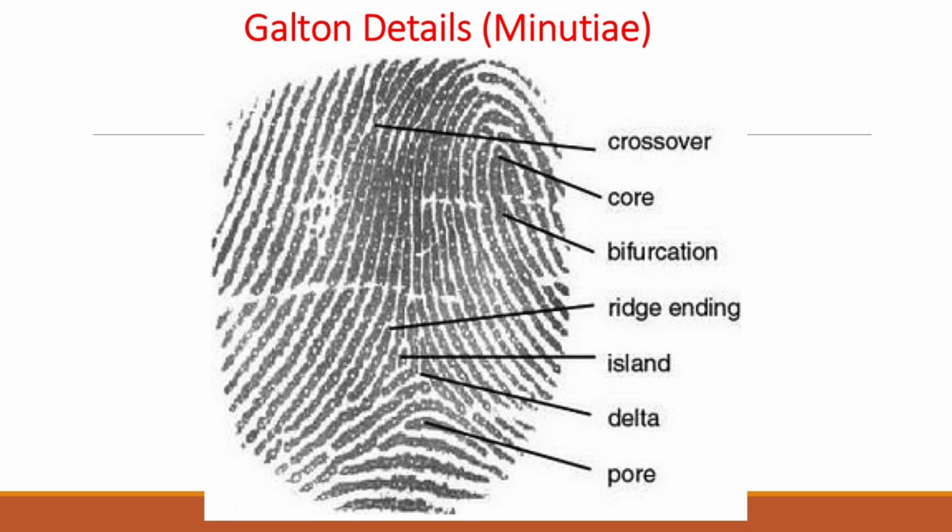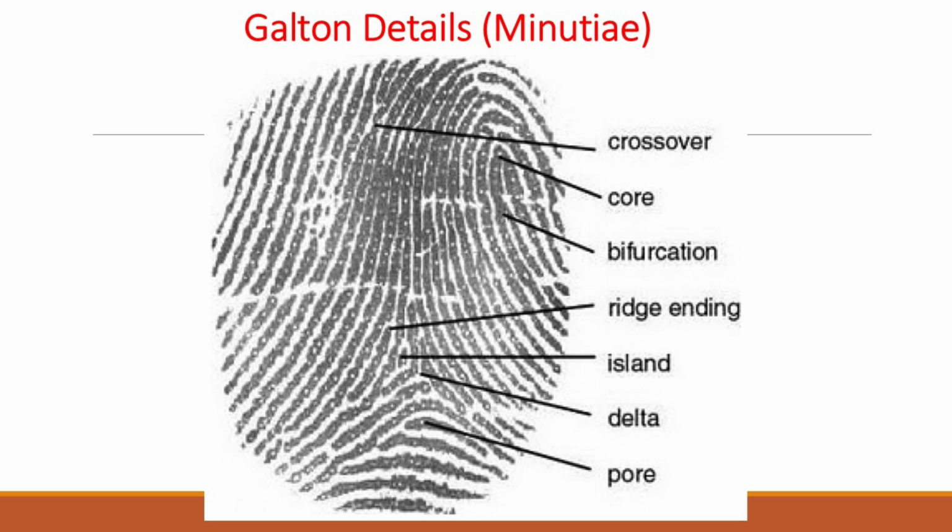So that is bifurcation. At times you may have trifurcation. Trifurcation is when a single line that is coming branches to three. That is trifurcation. This one is bifurcation. Then you have a ridge ending. Ridge ending is where a ridge ends. Look at this one, ridge ending here. This is where this ridge here ends.